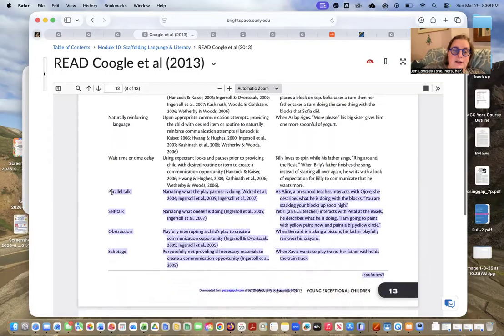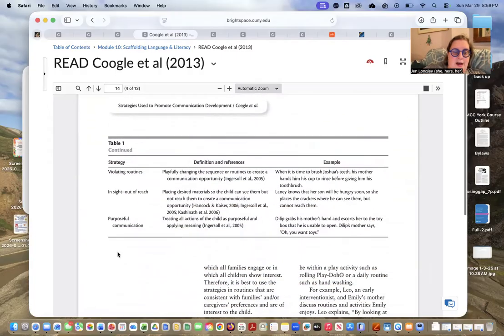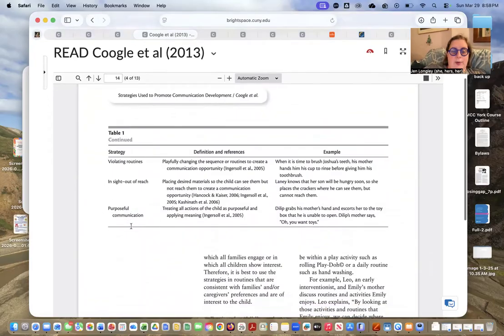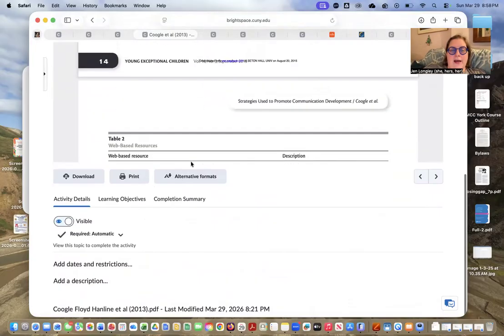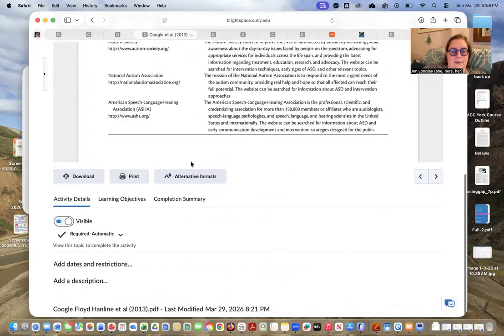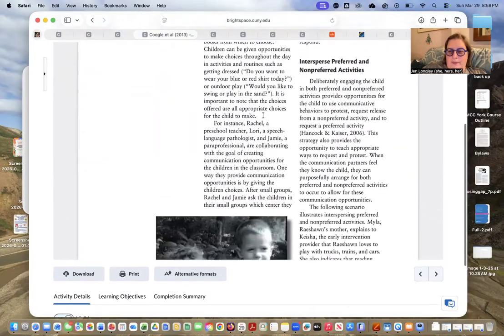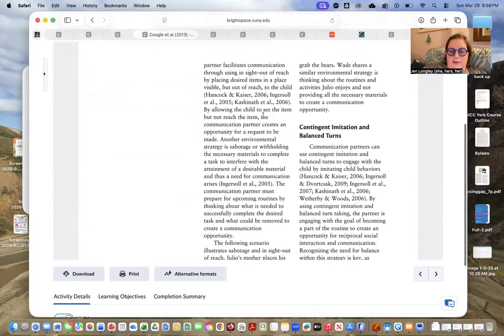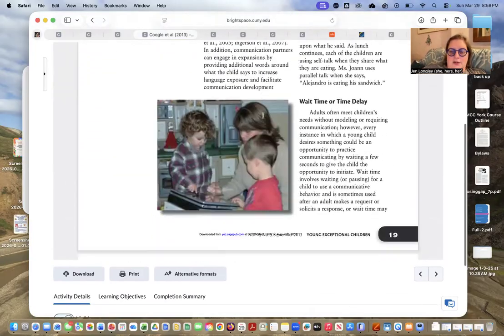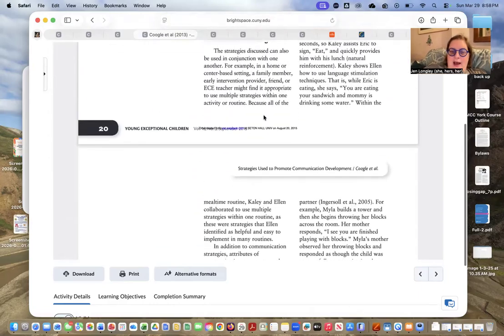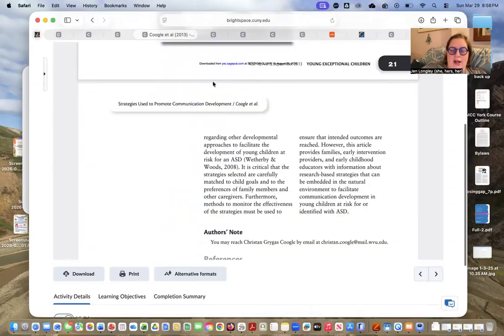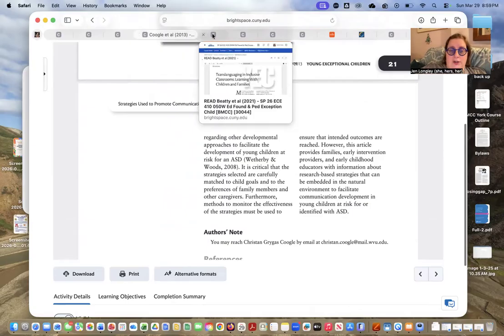Here's parallel talk, and here's self-talk, which we just mentioned. Obstruction, sabotage, violating routines, items out of reach, and purposeful communication. And if you read through the article, it explains all of these in more detail so that you can have a clear understanding of what these strategies are. It's a very powerful article to use with all children.